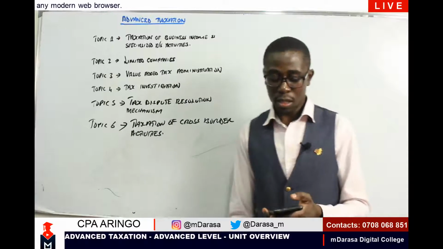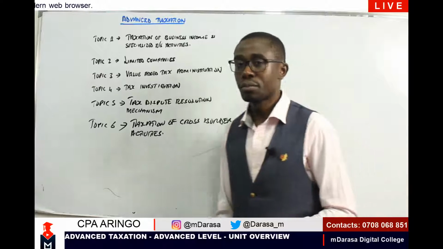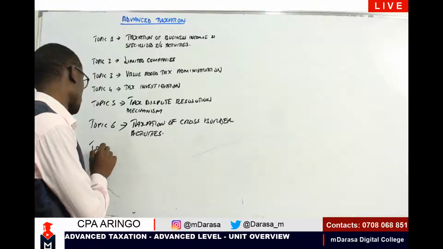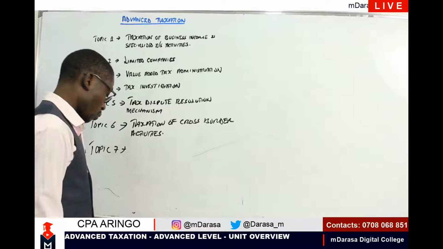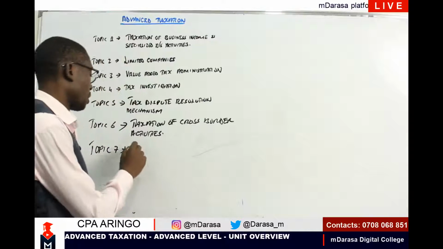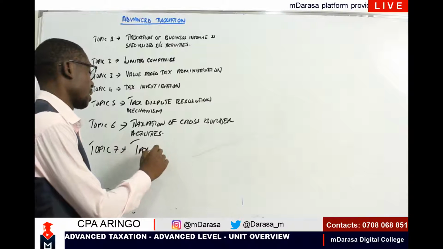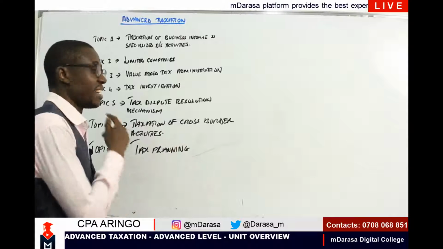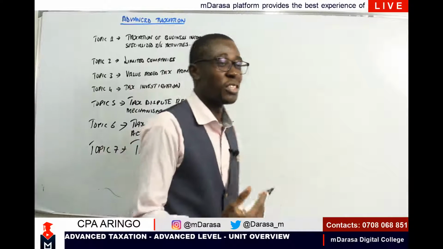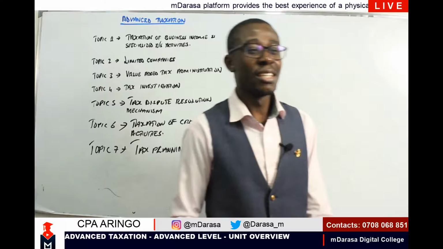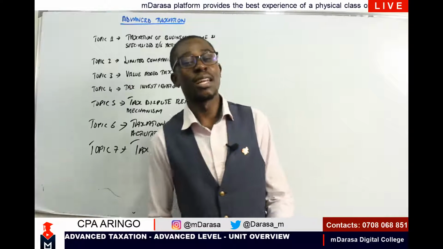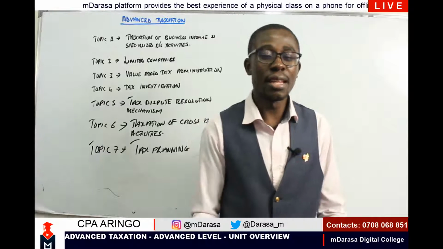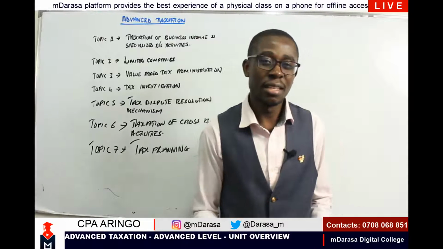Then, of course, looking at topic number seven. What we'll be expected to cover under topic number seven, basically, is tax planning. A very interesting topic, tax planning. At this point, I know the majority of us will always want to reduce the tax that we are paying, right? So what are the best ways which are legal that you're going to use to reduce your tax liability, either as an individual or as a company?